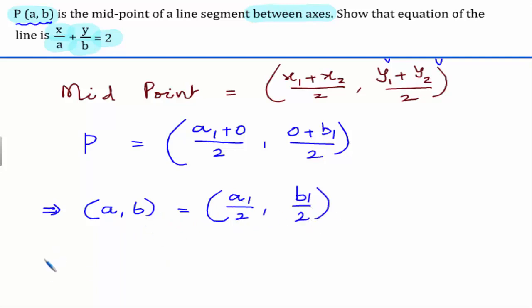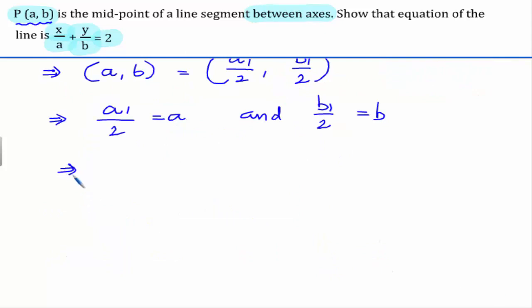Now when the two ordered pairs are equal, we can equate the coordinates. Let's equate. So A1 by 2 is A and B1 by 2 is B. So A1 will be equal to 2 times A and B1 will be equal to 2 times B. Now let us write the equation of line.